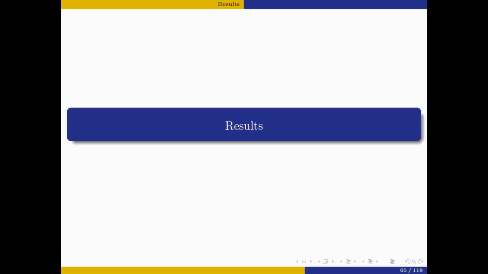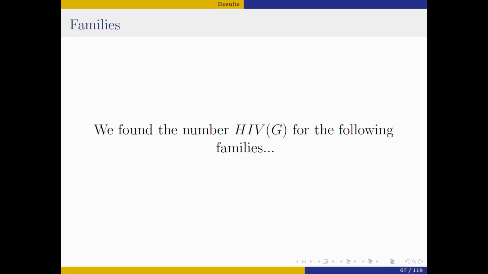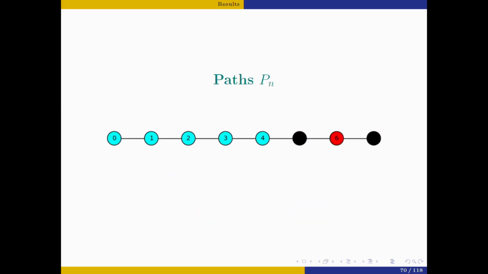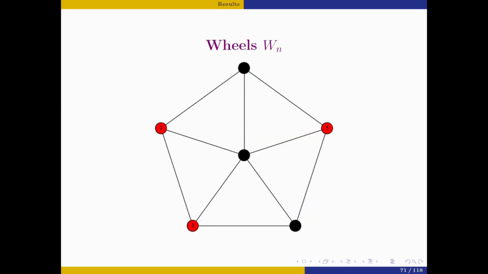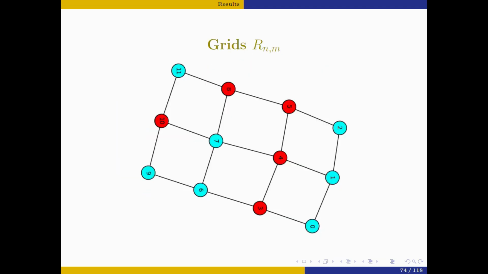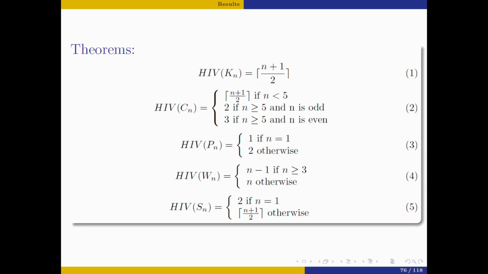Let's move on to the results we obtained, which were found through the implementation of a program that simulates the model. So this is how we found the values of HIV of G for the following types of families: complete graphs, cycles, paths, wheels, stars, complete bipartite graphs, and grids. This is the table with the results for the first 5 families we mentioned, and based on this, we arrive at the following theorems for each one.